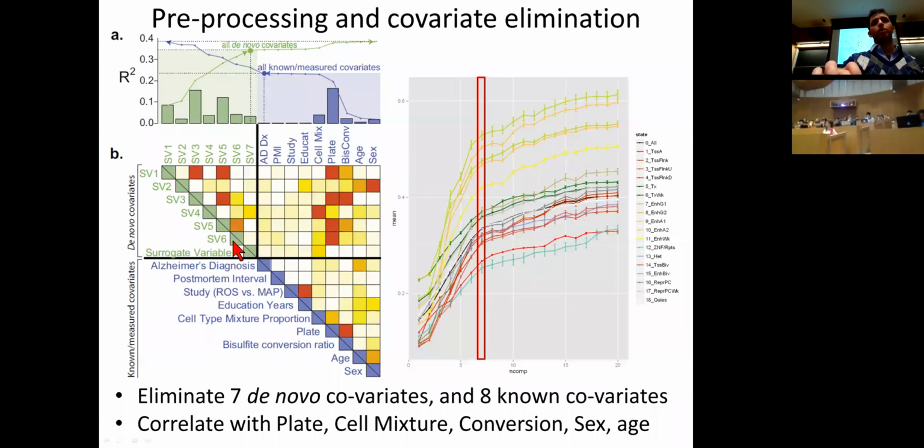Because otherwise, you're going to say that any kind of genetic variant that's enriched in a particular plate is meaningful, even though it will just be an artifact of that plate being more bisulfite converted, and so on and so forth. Everybody with me on this singular value composition? Yeah.